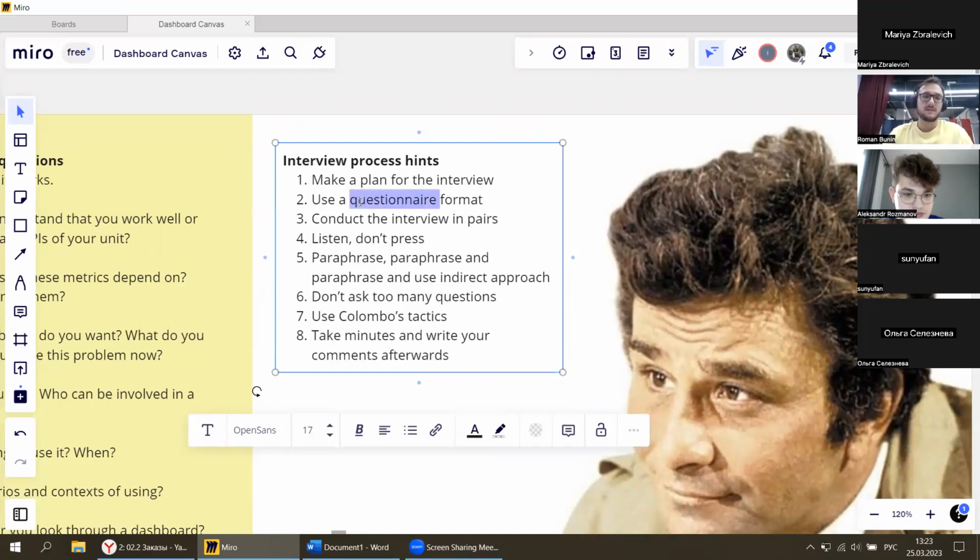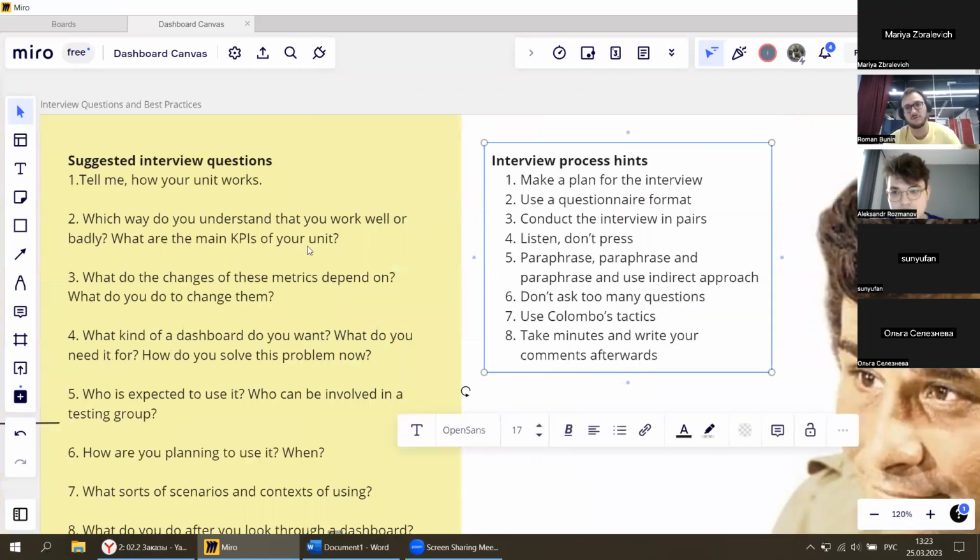The second advice is to use a questionnaire format. If you have such questions but you don't have a place to write down the answers, it's not a good idea. So prepare something like a Google Doc or a Notion page, where the questions are already listed and you just need to fill them in.